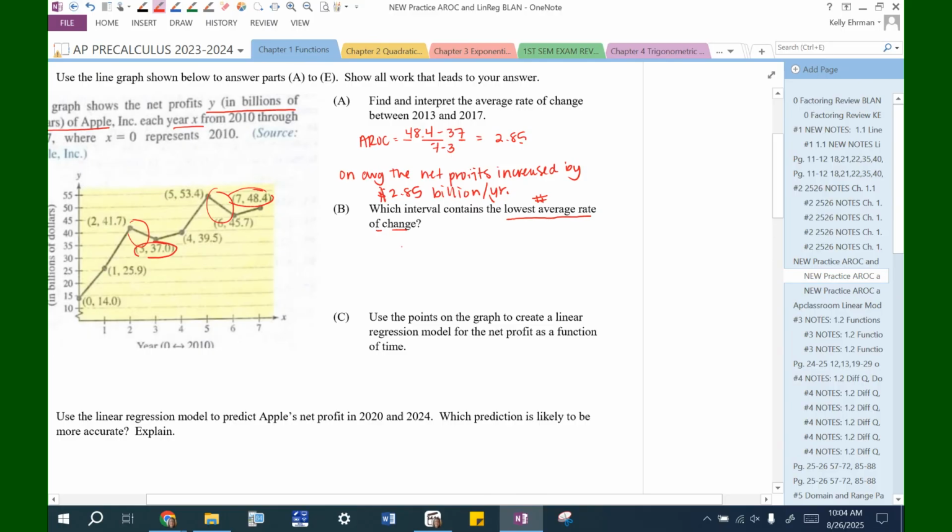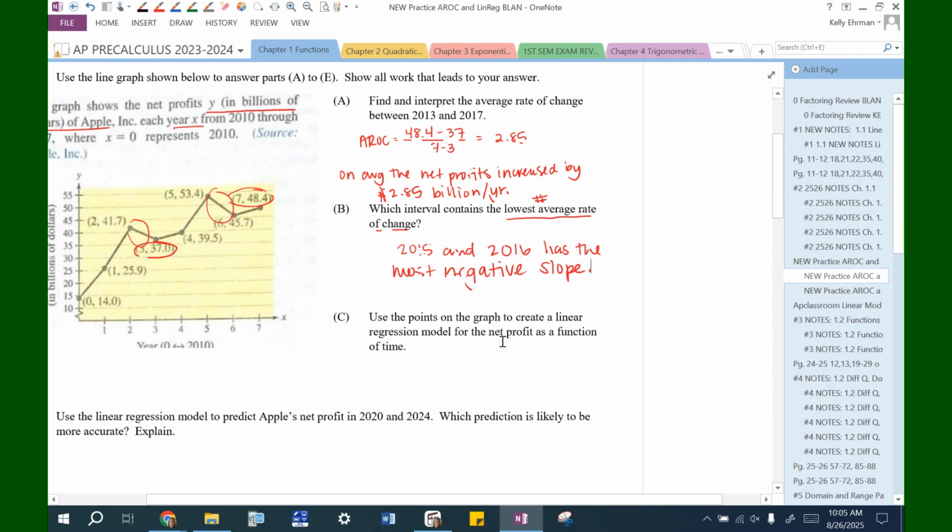That's the lower number. So which interval? That would be between 2015 and 2016. And I'm going to say it has the most negative slope.